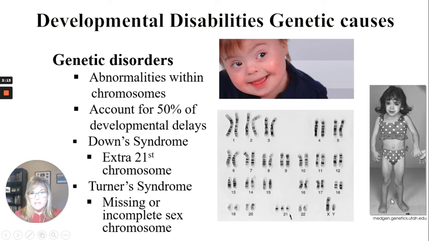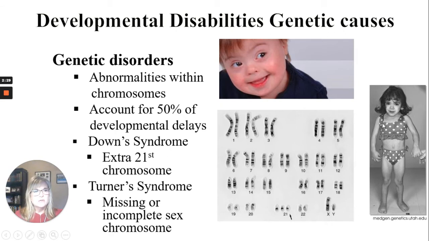Turner syndrome is less common. It also causes intellectual disabilities, and it's a missing or incomplete sex chromosome. So when you have the X and Y chromosome, one of these may be incomplete, not have enough information.